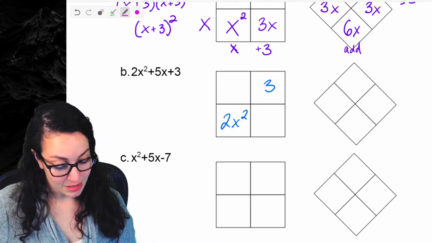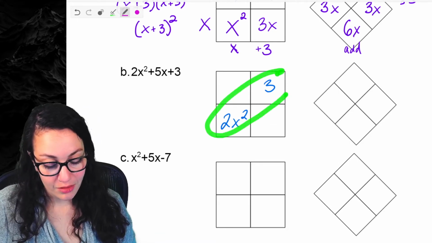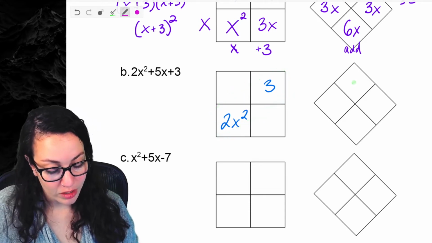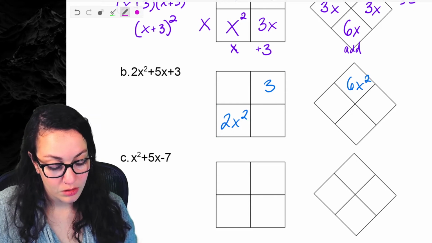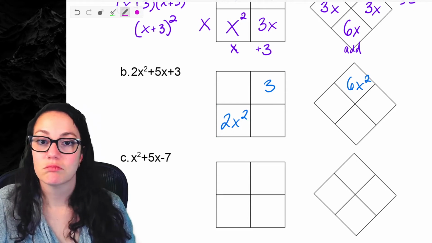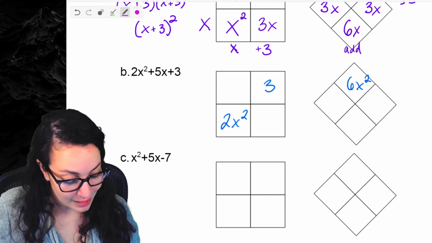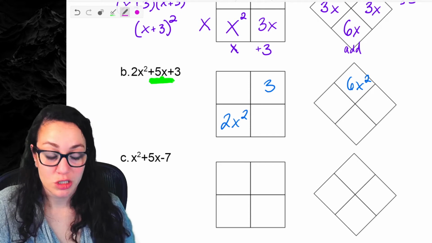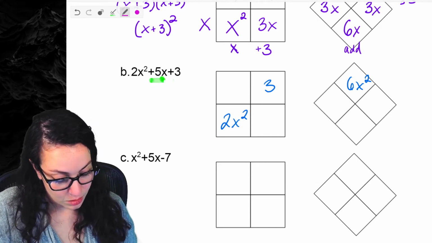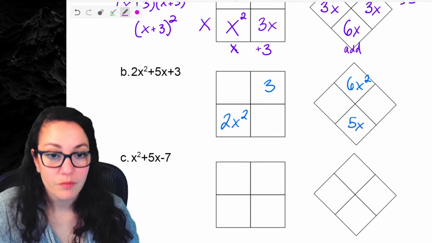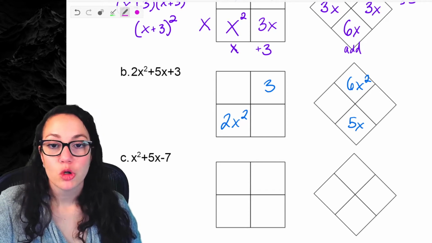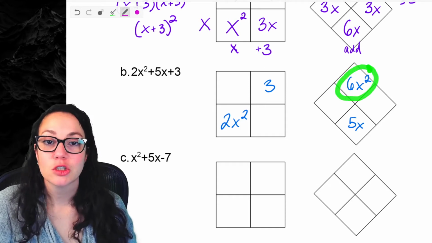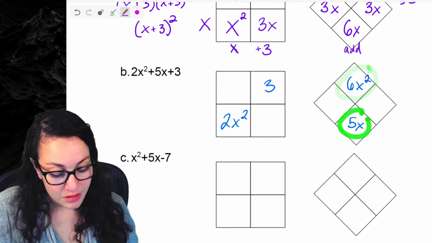In the top of my diamond, I'm going to multiply these quantities together and write that right here. So 3 times 2x squared is 6x squared. 3 times 2 is 6, and then we have the x squared. Then in the bottom of my diamond, I'm going to take my b term, my linear term, which is 5x in this case. So here's 5x. So now I'm looking for two terms that multiply to 6x squared and add to 5x.